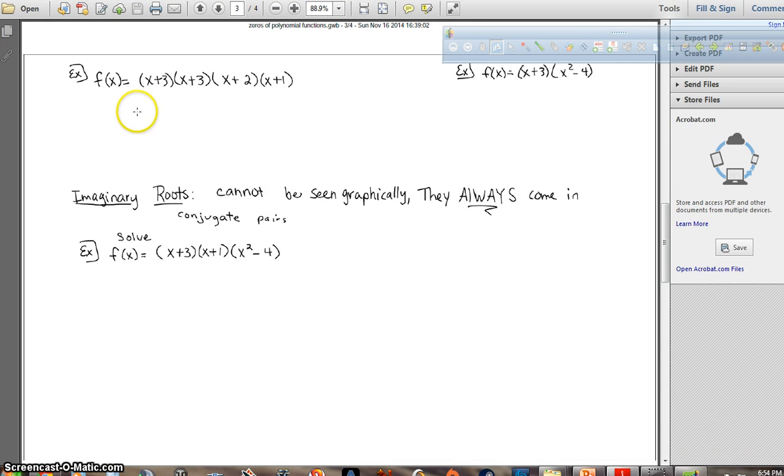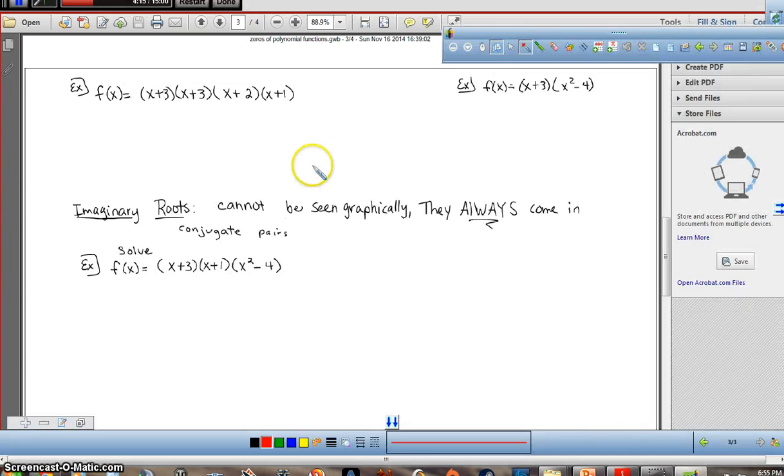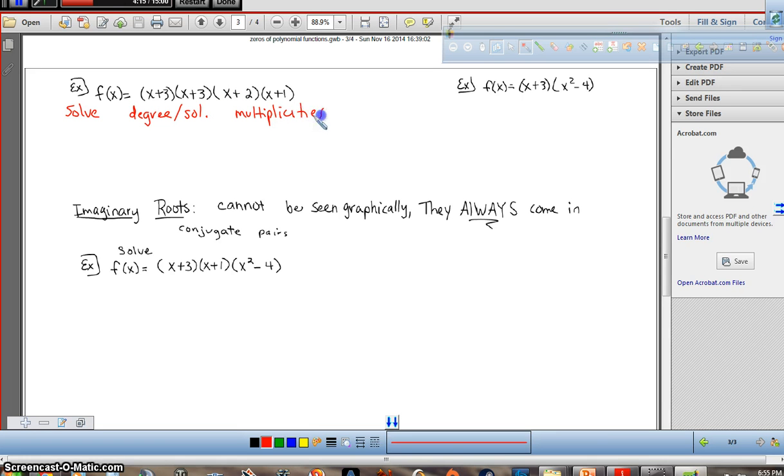All right, let's look at this example here. f of x equals x plus 3, x plus 3, x plus 2, and x plus 1. And I'm going to ask you on your Google form to solve this. I'm going to ask you for the degree or the number of solutions. I'm going to ask you for any multiplicities that exist, and that's going to be what you're going to answer on your Google form.